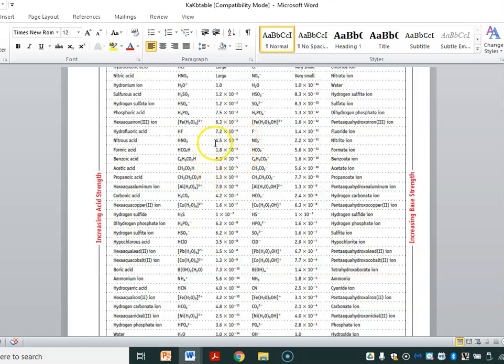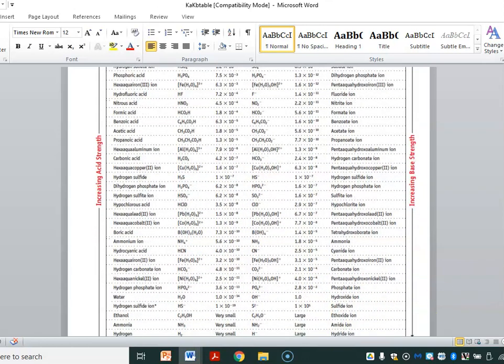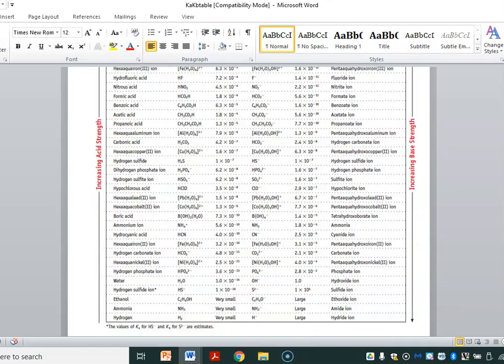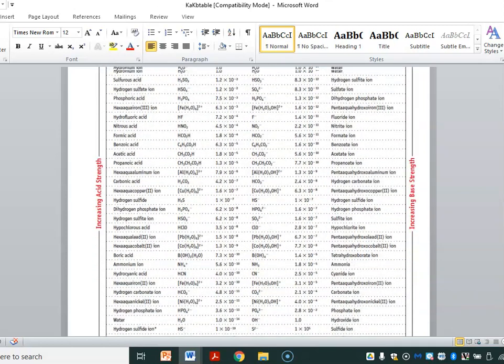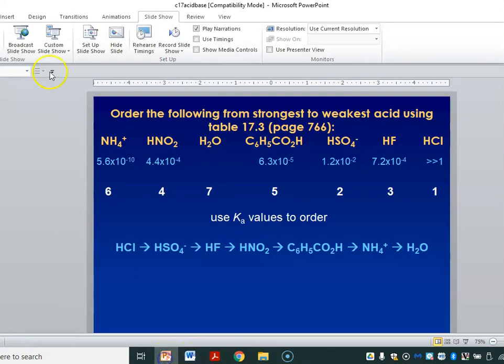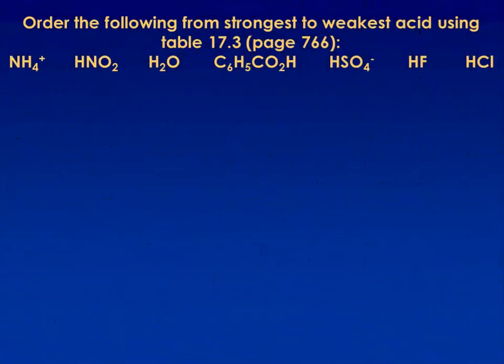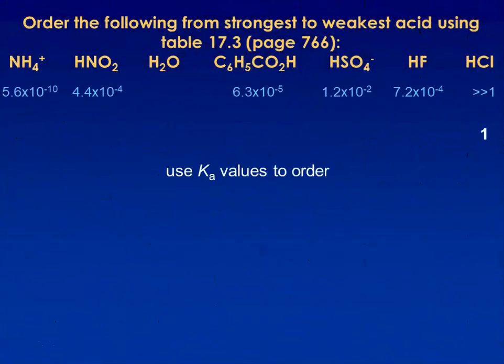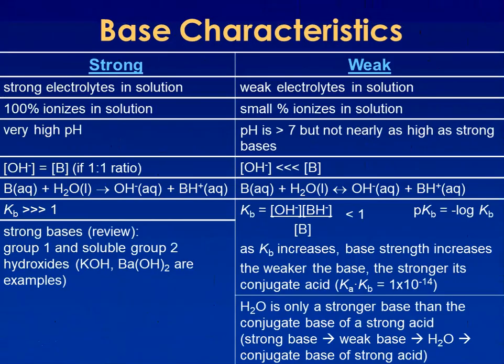C6H5CO2H, nitrous acid. I had ammonium in there, and water's on there, but again, water is going to be 10 to the negative 14th. It's going to be equal to that Kw. So this is a chart that you will use when you're trying to compare strengths, relatively speaking, of acids and bases to one another. Fly through that real quick.